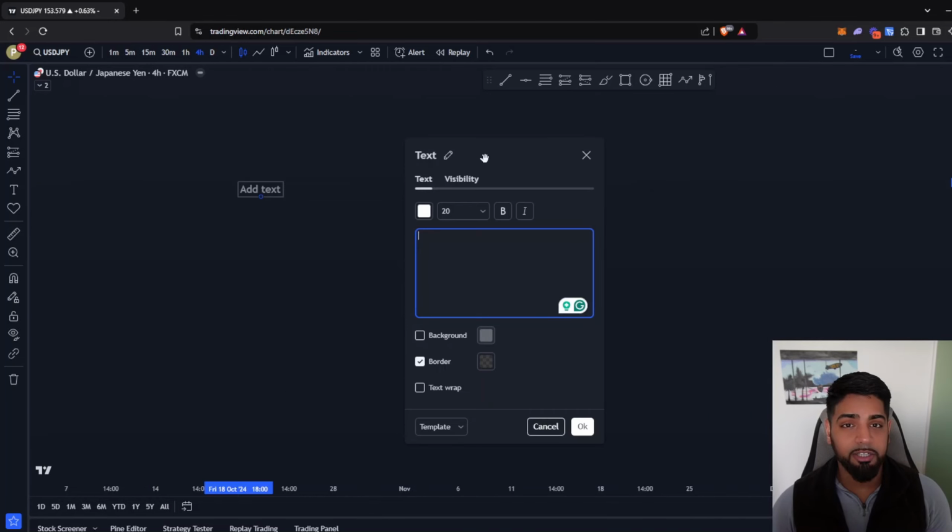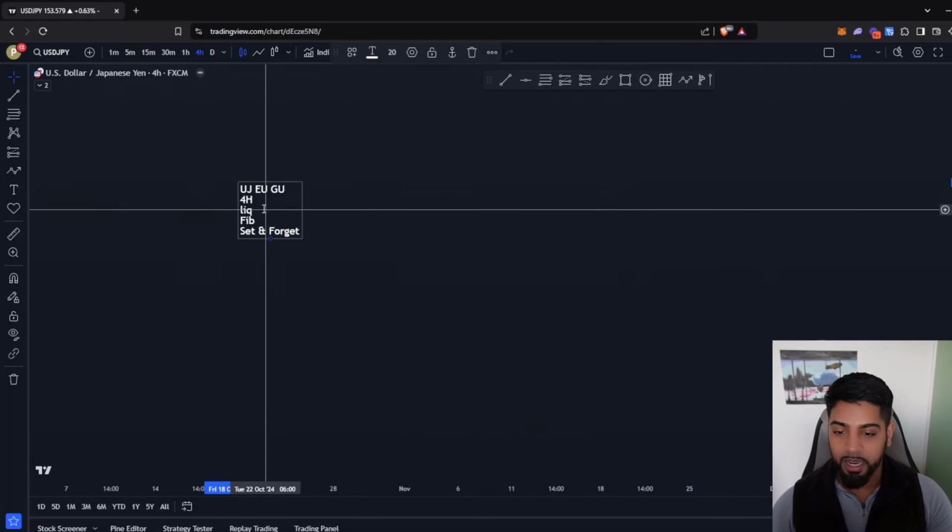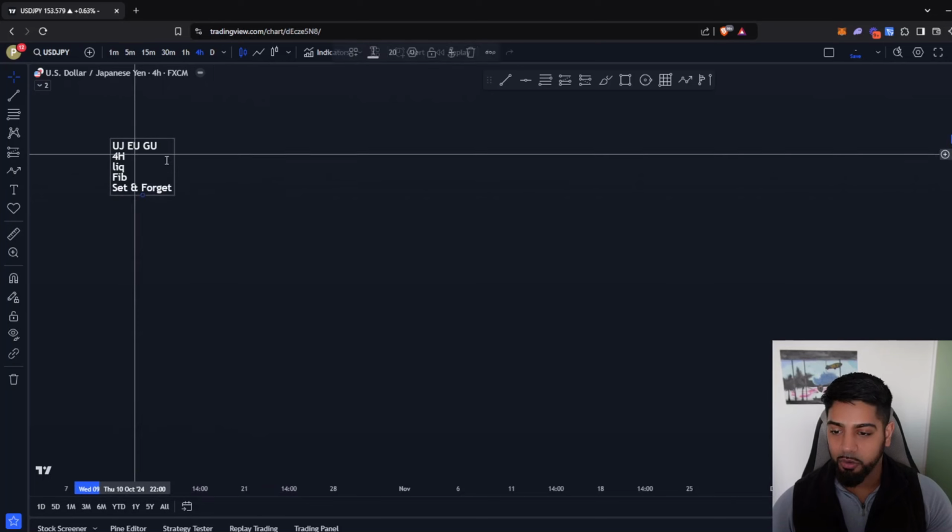So this strategy can be traded on all currency pairs, indice pairs, and also cryptos. However, I recommend that you start off trading on UJ, EU, and GU. After that, we are only going to be taking trades on the 4-hourly time frame. That's it, no other time frames. We're going to be looking for a sweep of liquidity. Then we're going to be using the Fib tool to identify our entry, and we're simply going to set and forget. That's it. So these are the steps that we need to take in order to make sure we identify only the highest quality trades.